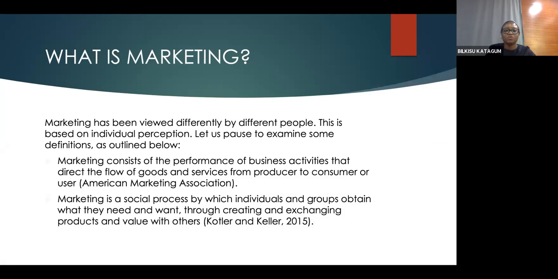Now, what is marketing? Marketing has been viewed and defined by different people. We have the older definitions and the more current ones. The American Marketing Association defines it as the performance of business activities that direct the flow of goods and services from producer to consumer or user. So that is the basis of marketing. It's just getting your product right from when you develop it down to your customer or your consumer.